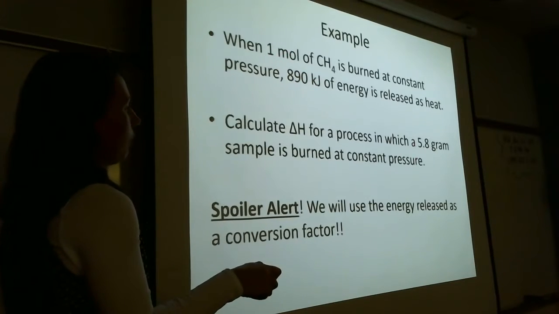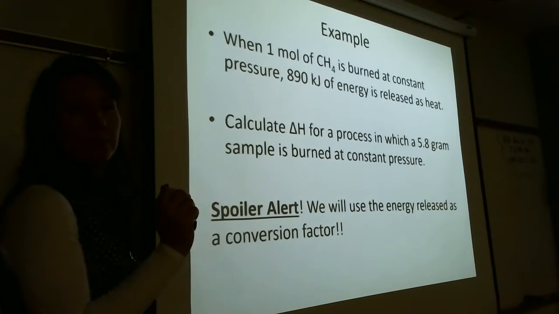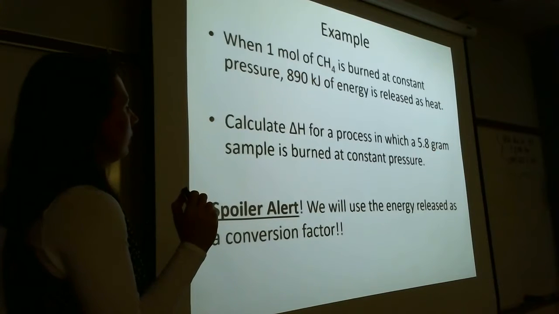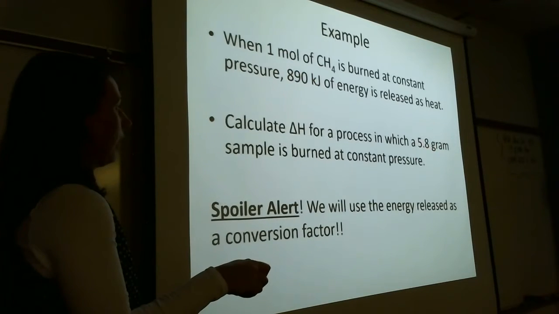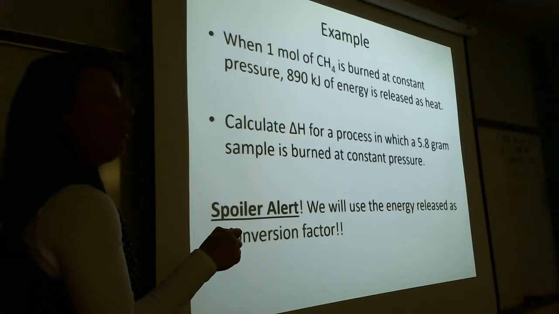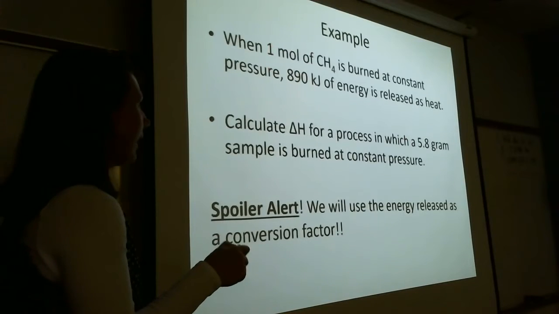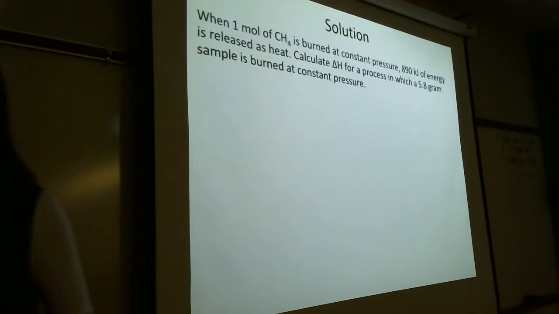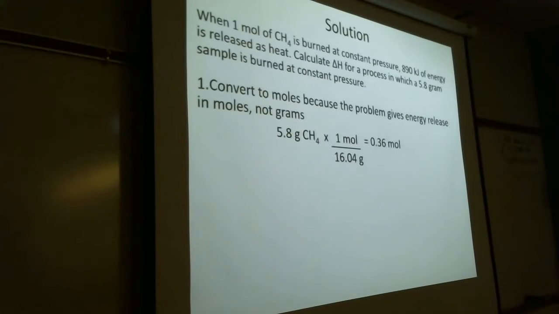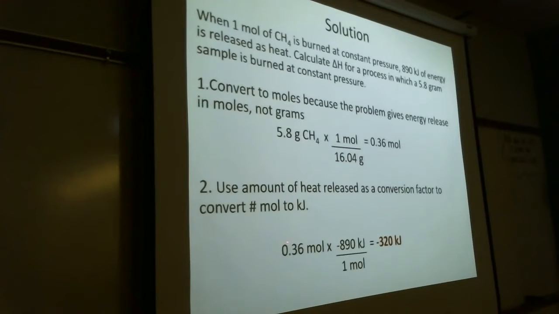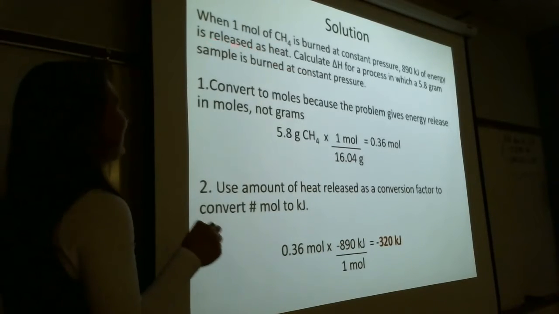So if I've got 5.8 grams, how could I turn grams into kilojoules? What could I do? Convert to moles, right? And then I can multiply for every 1 mole that I burn, I get 890 kilojoules of heat. So we convert grams to moles. Molar mass is 16.04. That's number of moles. And now, make sure you factor in that negative sign. The problem says it is released.